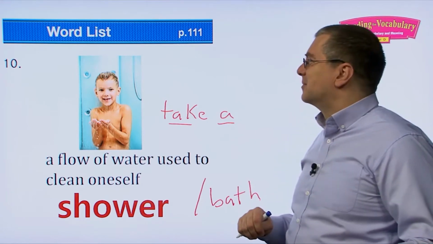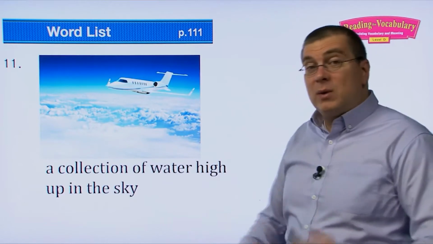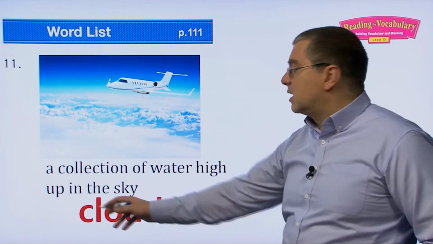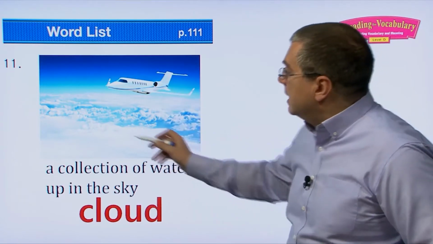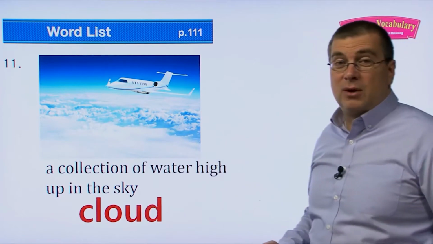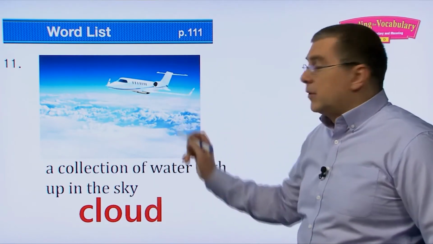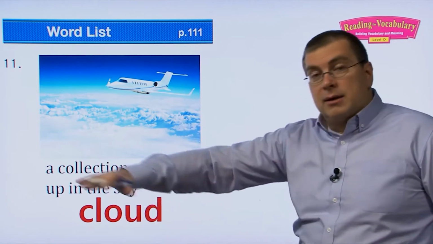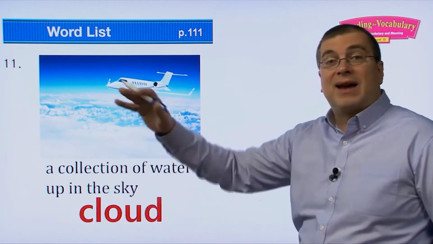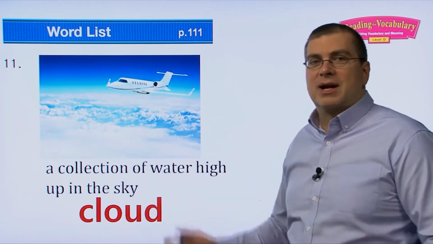Okay, next one. 11, a collection of water high up in the sky. We talked about this before, right? I gave you the word before. It's a cloud, right? So this airplane is flying over these clouds. It's very beautiful. If you're ever in an airplane very high up in the sky, look out the window and you can see the clouds below you. It looks like land, but it's very fantastic, right? Very beautiful, very white, and looks very clean.